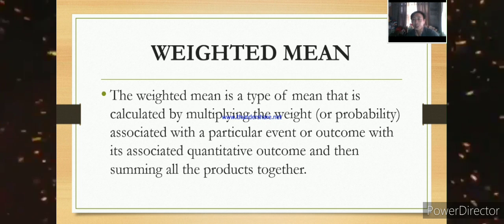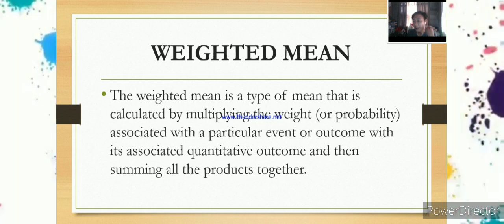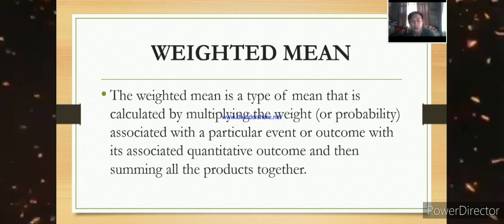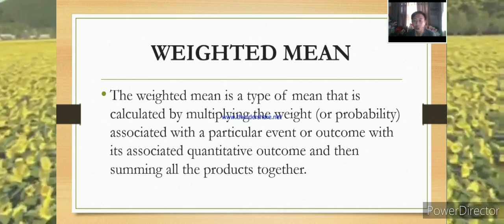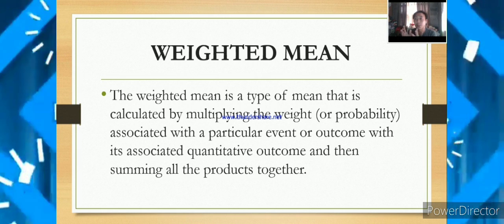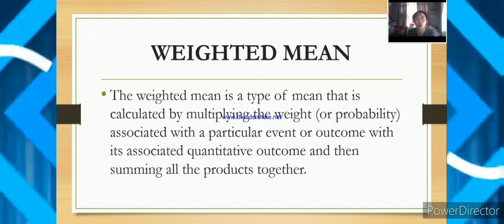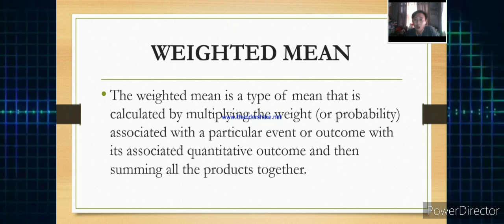Weighted mean. The weighted mean is a type of mean that is calculated by multiplying the weight or probability associated with a particular event or outcome with its associated quantitative outcome, and then summing all the products together. So in short, to get the weighted mean, we simply get all of the computed means in a certain group, then add them together, then divide, or get the average of the means.